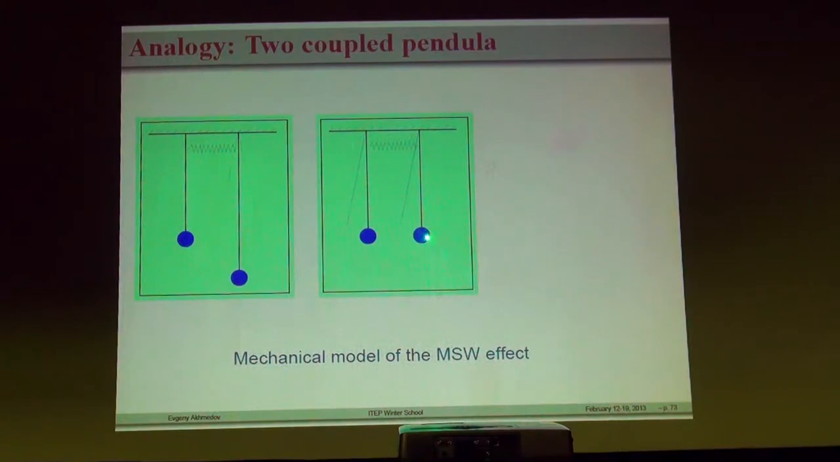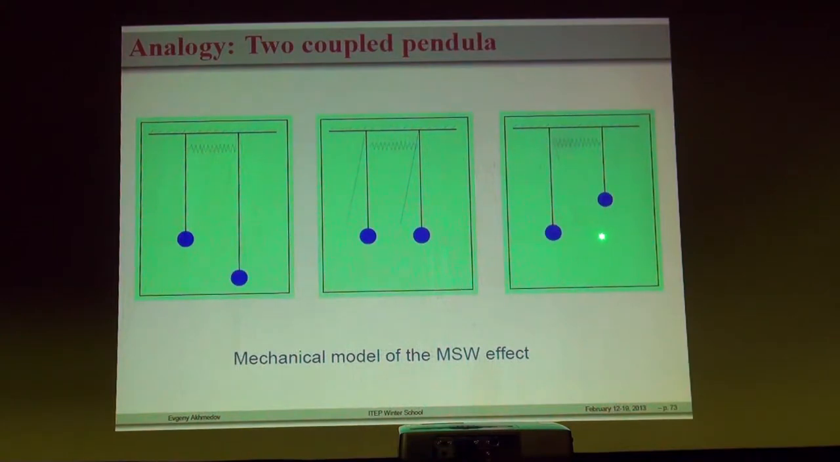Now let's continue decreasing the length of this pendulum. What happens is that the first pendulum starts oscillating less and less, and the second one oscillates more and more, and at the end the first is nearly at rest and the second oscillates with the full amplitude. So the excitation is transferred from the first pendulum to the second one. This is an exact analog of the MSW effect. Neutrino is transferred from one flavor to another.